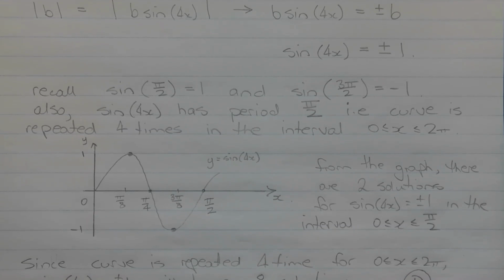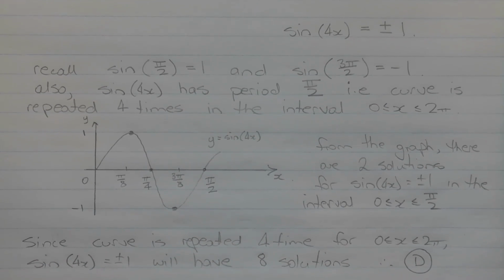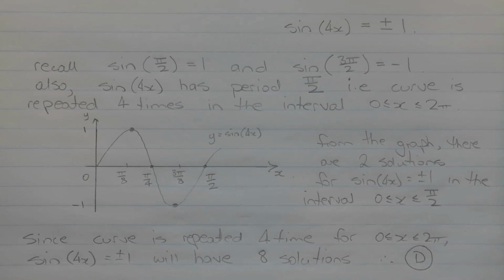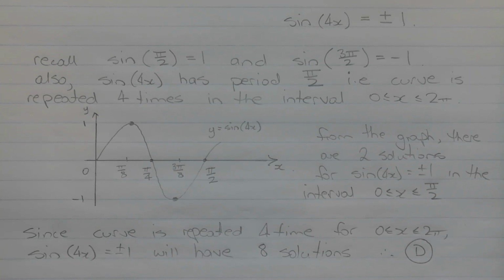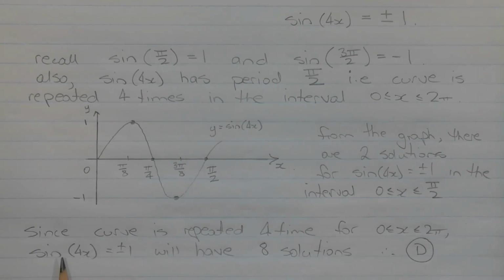But the question wants the number of solutions in the interval x greater than or equal to 0 and less than or equal to 2 pi. Because the curve is repeated 4 times, we're going to have 4 times the number of solutions. So sine 4x equals plus or minus 1 will have 8 solutions in total in the interval x greater than or equal to 0 and less than or equal to 2 pi. Therefore, the correct answer is option D.